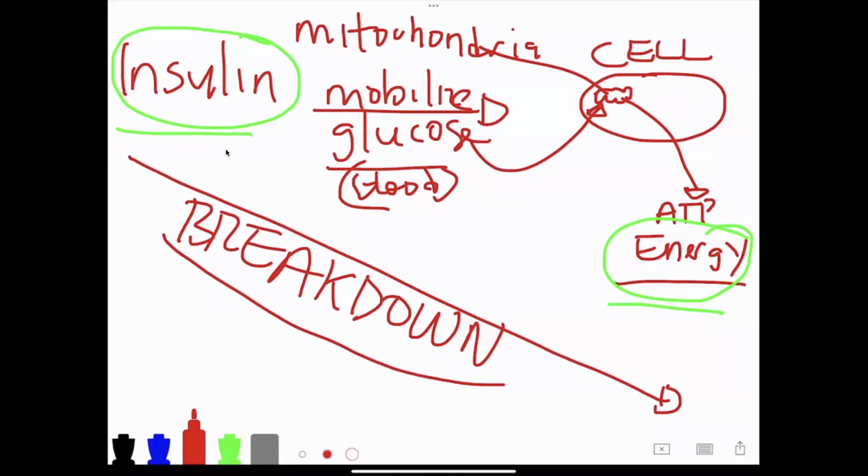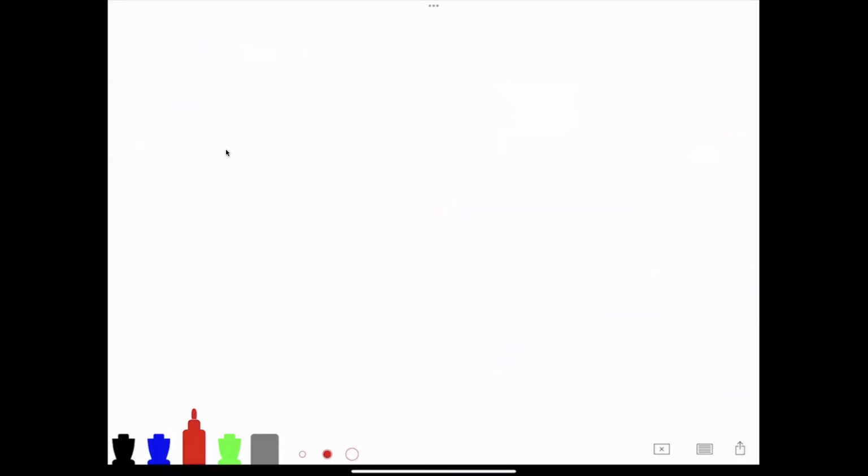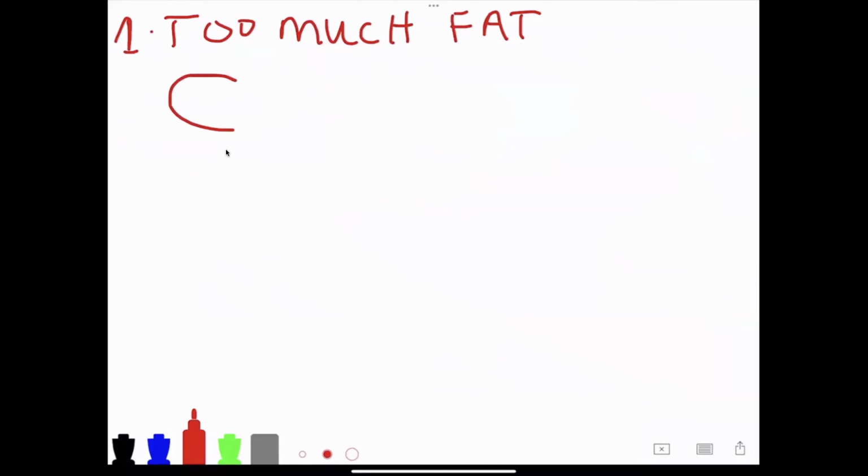And it happens in a two-step process. The first step we call too much fat. Okay, too much fat. Now we need fat, but too much fat is not good. Fat is the body's alternate source of energy. So when you have much more than the body needs, it causes the first stage of insulin resistance. And normally, a cell is supposed to look like this.